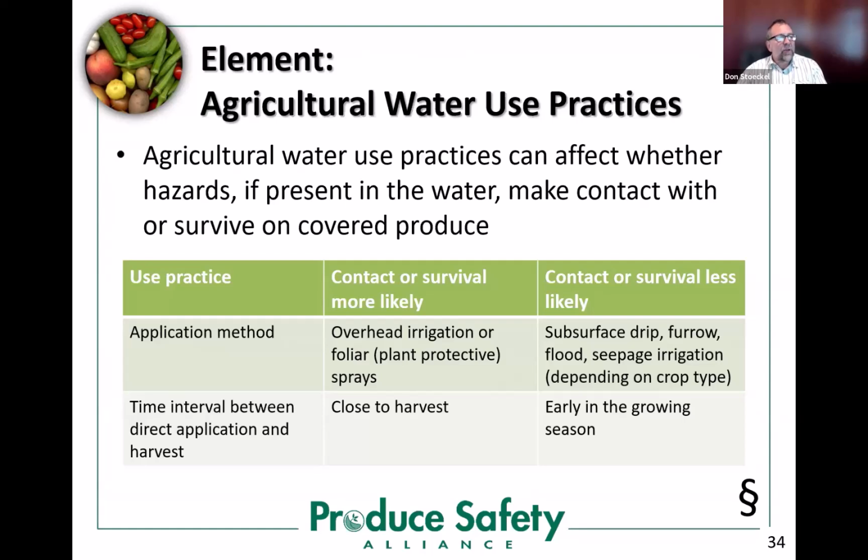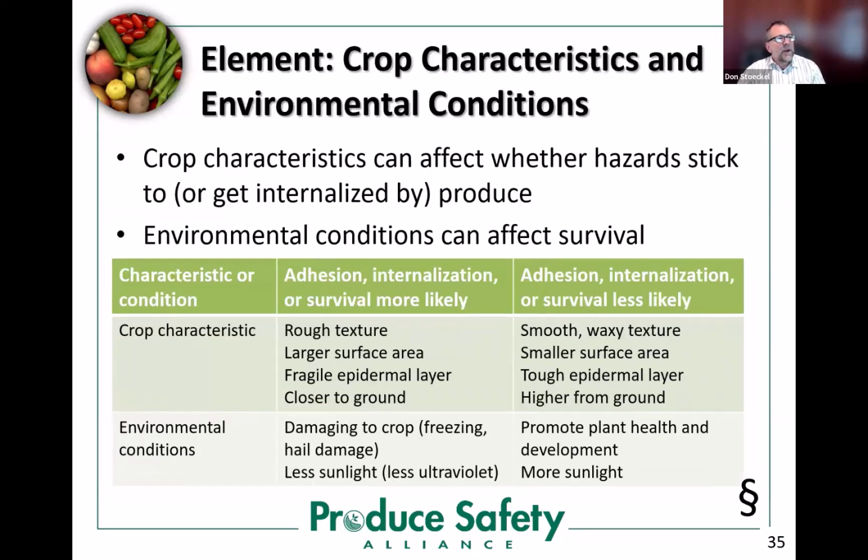Agricultural water use practices, we talked about these also in those introductory slides. The application method: less contact is lower risk. The time interval: more time is lower risk. Then we talk about crop characteristics and environmental conditions. These are 2 areas that are new to many people's assessments of risk, but they are also concepts that we often tie into the introduction of hazards and the survivorship of hazards. So if a leaf surface has rough texture, if it's waxy, if it's fragile and vulnerable to damage, these are all things that can increase the risk compared to the opposite.